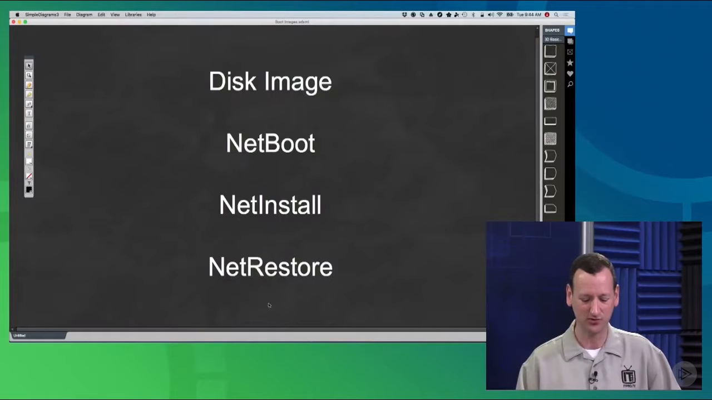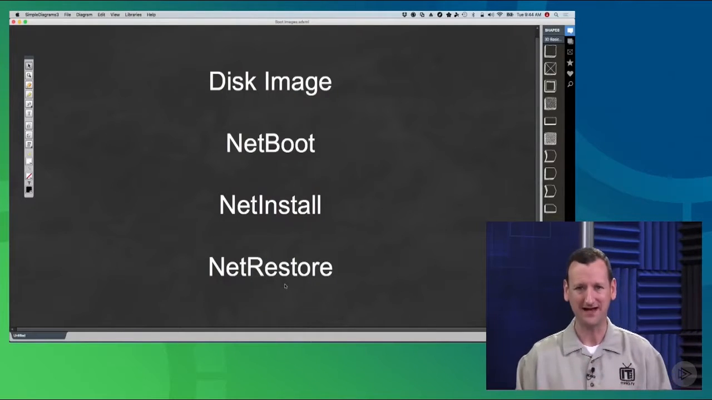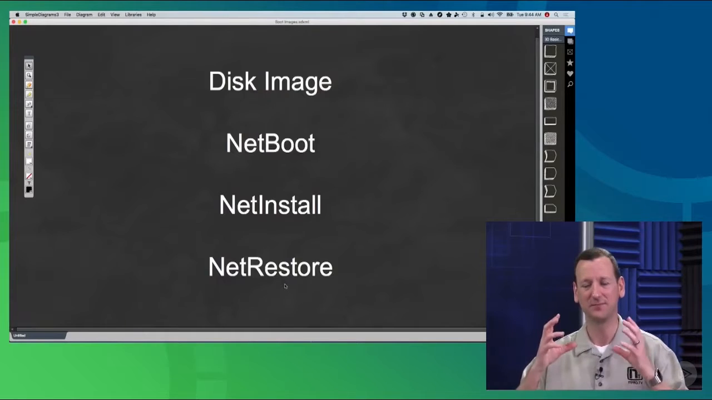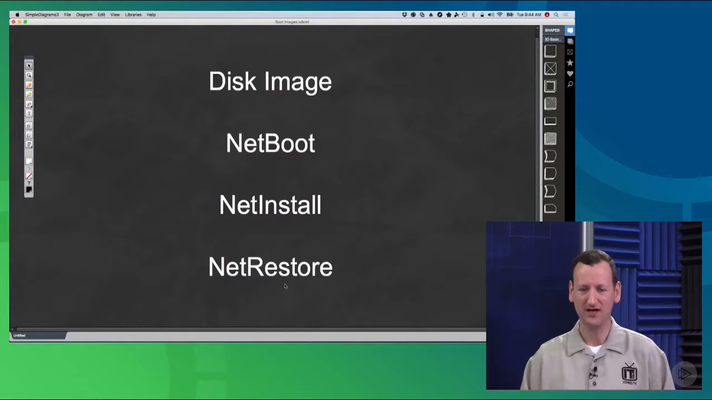And NetRestore is probably the coolest one, because with NetRestore, what we do is you take one Mac and you build it up and you get it set up the exact way you want it. You install all the software you want. It can be third-party software. You can install Microsoft Office for Mac. You can install Firefox or Google Chrome, whatever browsers you want. You can set up bookmarks, get everything set up exactly the way you want it. And then you take an image of that machine and you build a NetRestore image out of it.